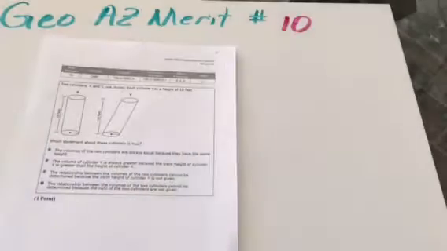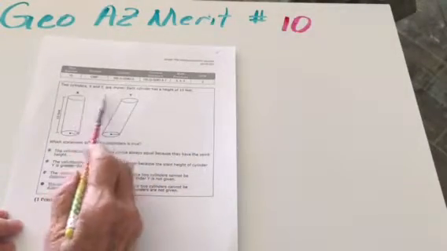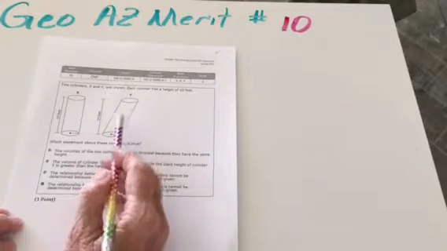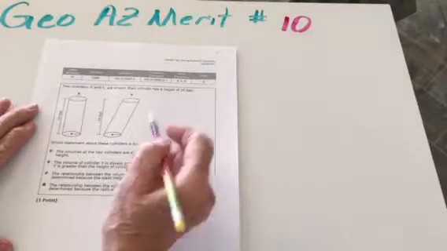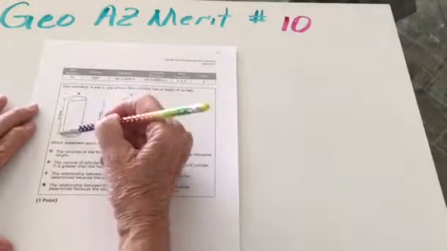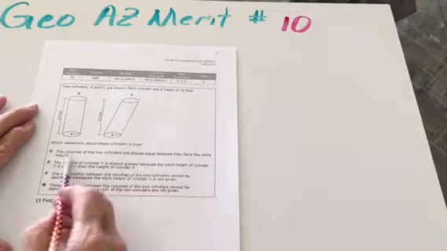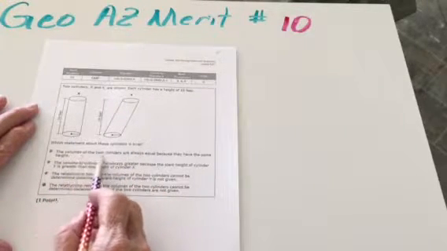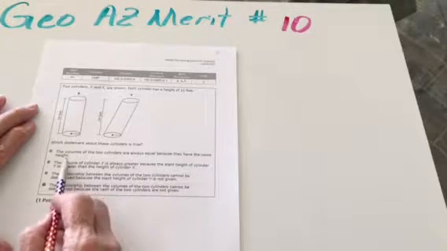But the problem with this one is here. It tells us that there's two cylinders, X and Y. You should be looking at this on your paper, by the way. And each cylinder has a height of 10. Okay, well that's good. Now, which statement about these cylinders is true? Number one, the volumes of the two cylinders are always equal because they have the same height.